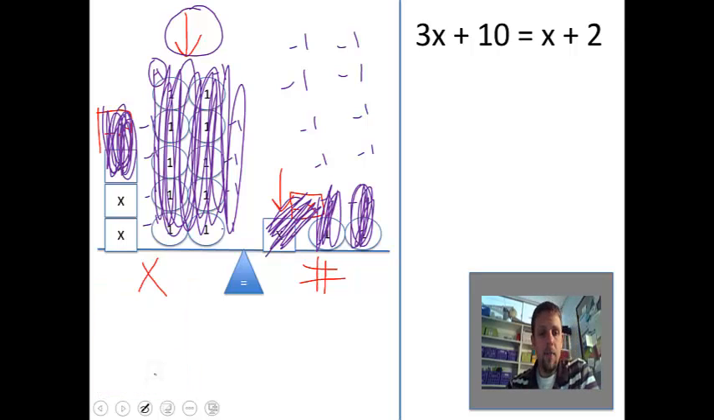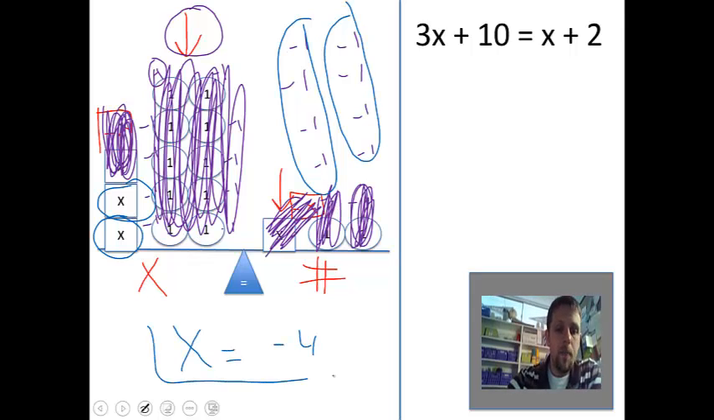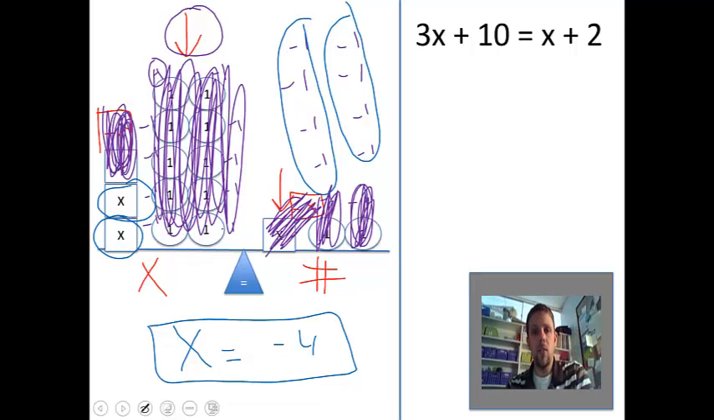So currently I have 2 x's on the left side, and I have 8 negatives on the right side. What I need to do now is separate the x's into groups. Because there's 2 x's, I need to separate these into 2 equal groups, meaning every group has 4 negatives in them. And so I would say that that is my answer.